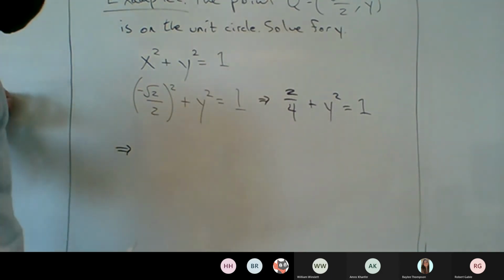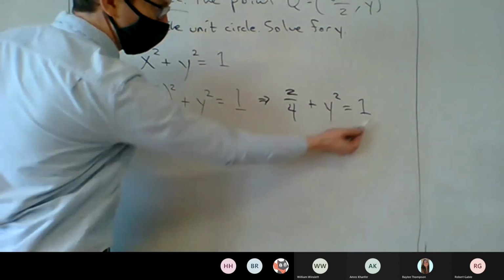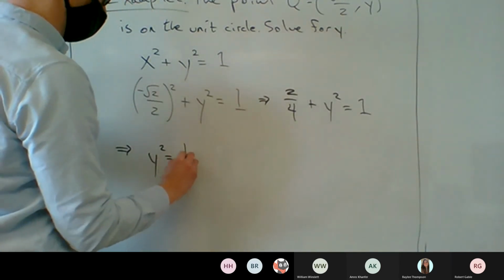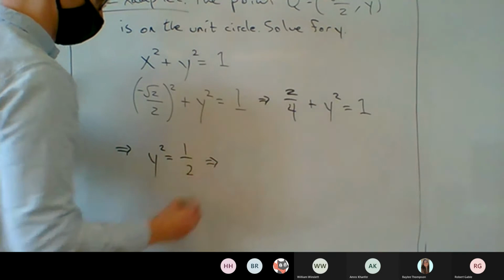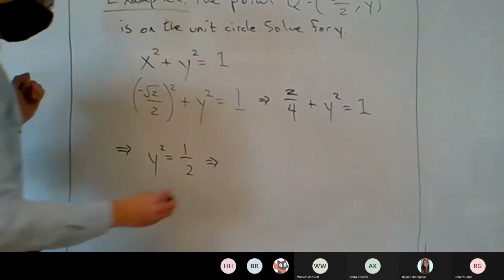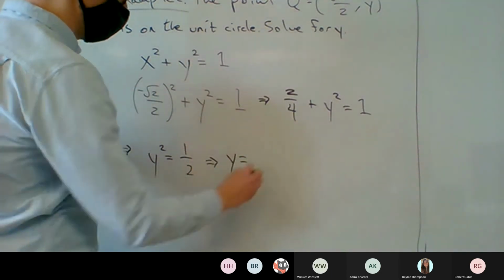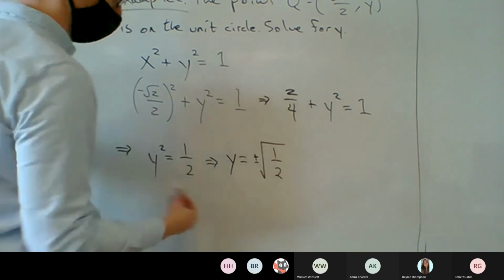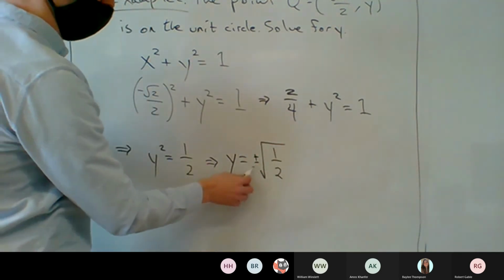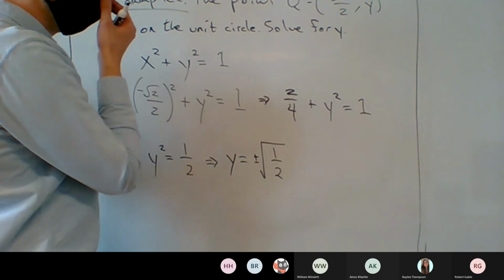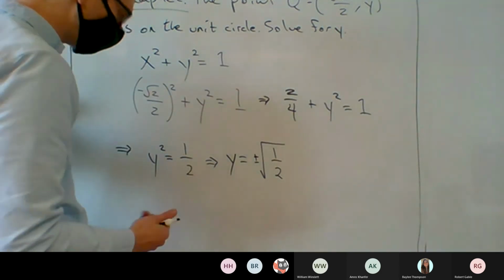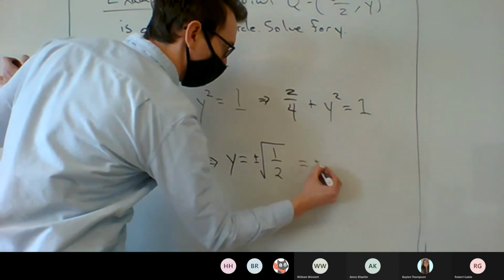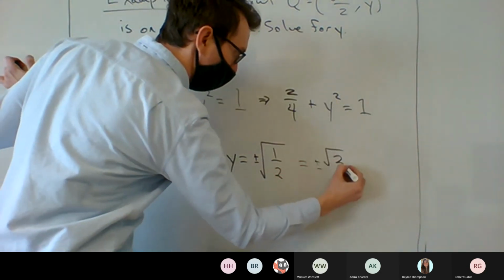I'll subtract 1/2 from both sides, because that's just 1/2. I'm getting y squared is equal to 1/2. Then y is equal to plus or minus square root of 1/2, taking the square root on both sides and not forgetting the plus or minus. Now here's where we run into a problem, because I've got two potential values. By the way, if we rationalize the denominator, this would end up being square root of 2 over 2.